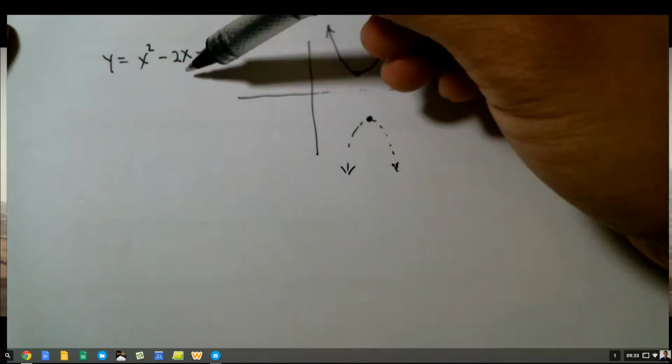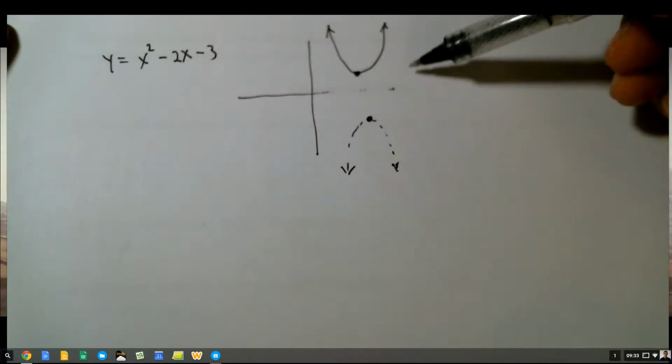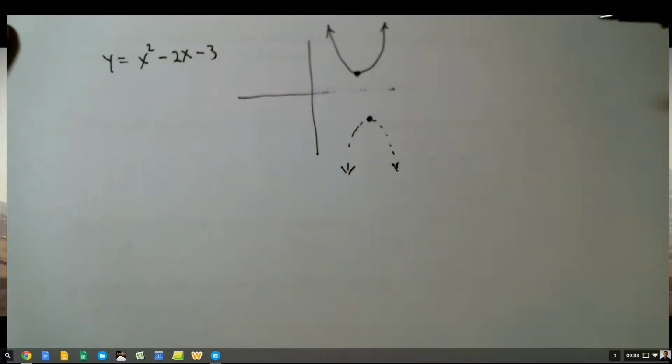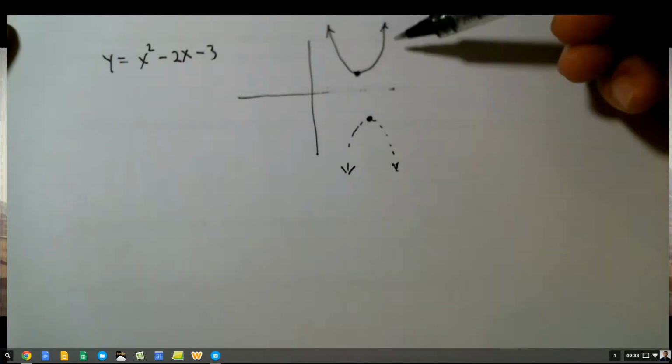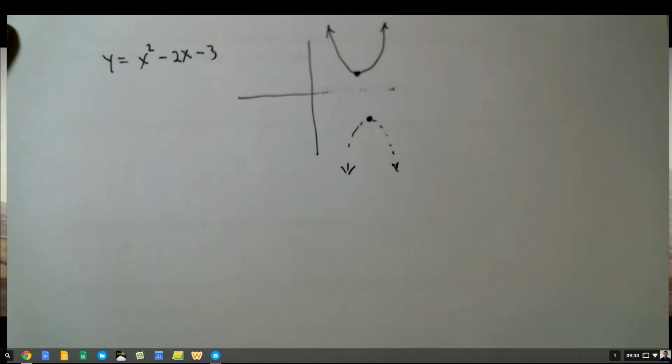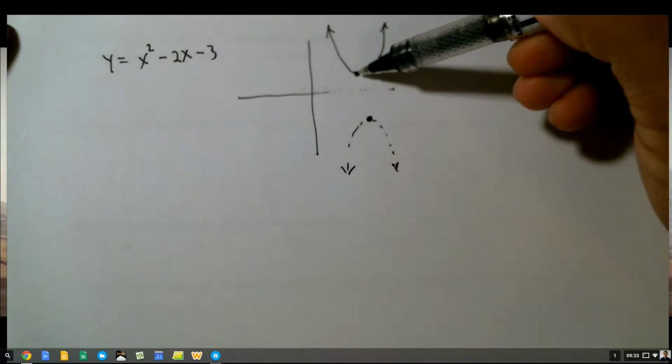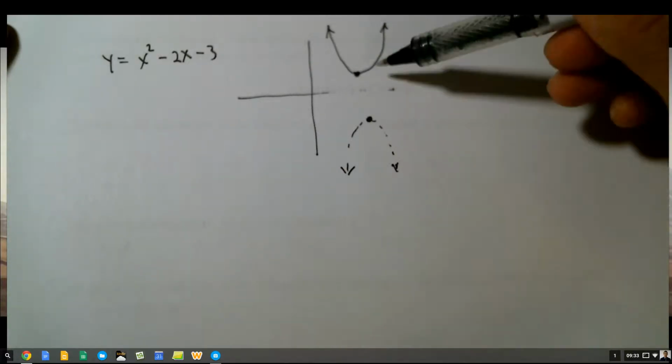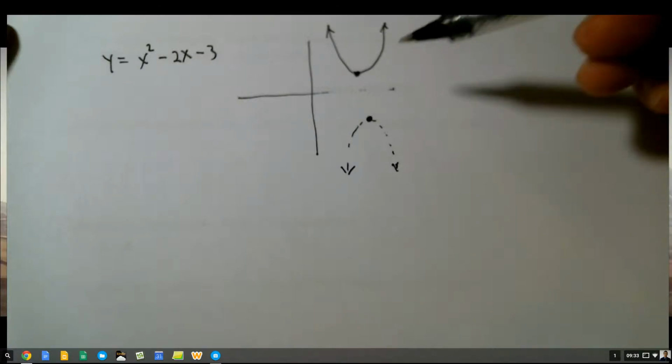So here we know the parabola will be curved up. You can think of it as being a smiley face. So now we know the vertex is the minimum value. So what is the vertex then? Let's figure that out.